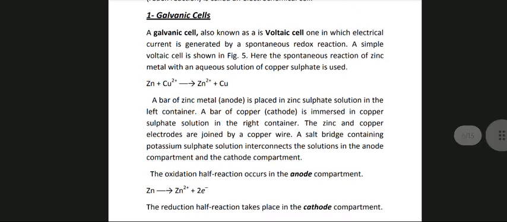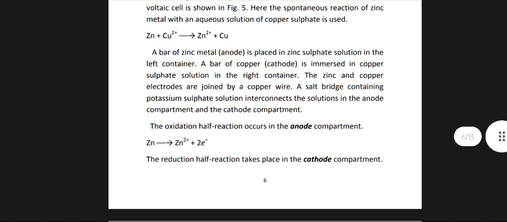A bar of zinc metal, the anode, is placed in zinc sulfate solution in the left container. A bar of copper, the cathode, is immersed in copper sulfate solution in the right container. The zinc and copper electrodes are joined by copper wire. A salt bridge containing potassium sulfate solution interconnects the solution in the anode compartment and the cathode compartment.